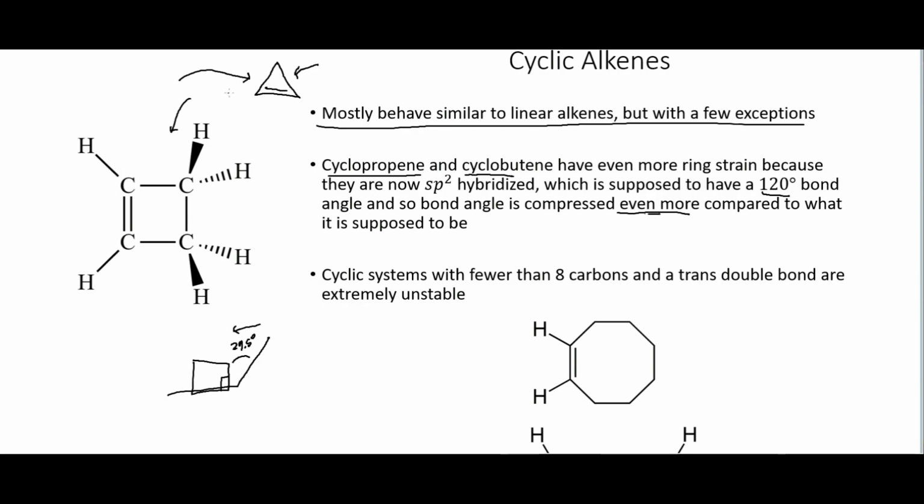And I think there's actually a plant that makes something that contains one of these rings. So a chemical that contains one of these rings, and they can act as an inhibitor of certain enzymes in the body, so it can actually be quite toxic. But anyway, the other thing I wanted to point out, and this is something I already touched on before, is that cyclic systems with fewer than 8 carbons that also have a trans double bond are extremely unstable.